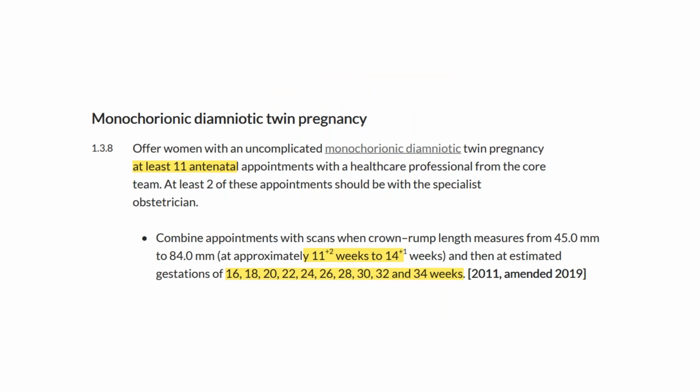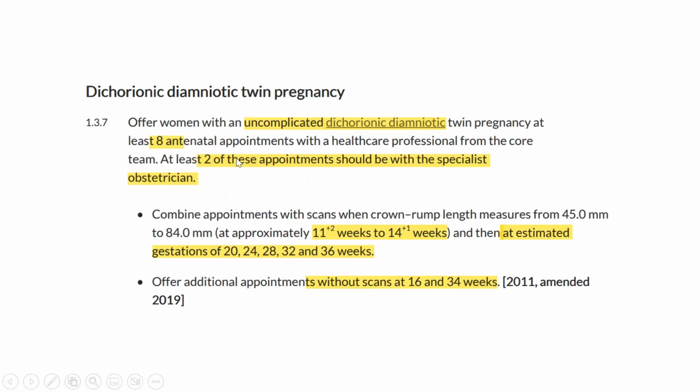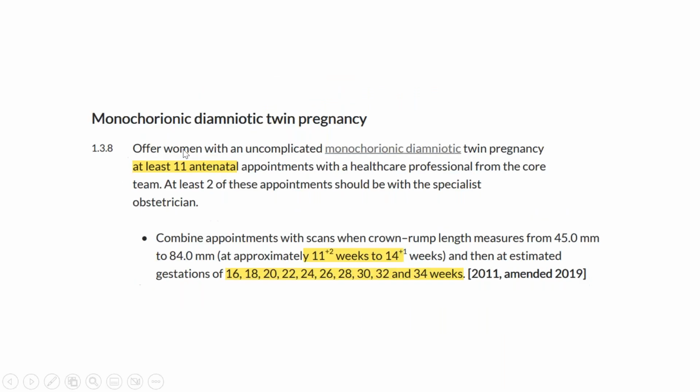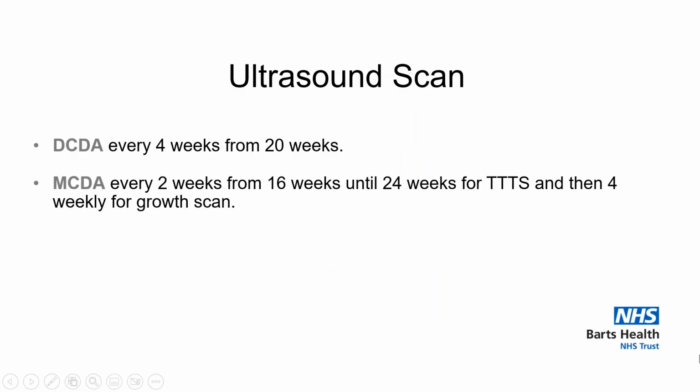So you can see, in case of dichorionic diamniotic, number of appointments is 8. Monochorionic diamniotic, 11. Triamniotic triplet pregnancy, that is 9. And dichorionic or monochorionic triamniotic triplet pregnancy, that will be 11.